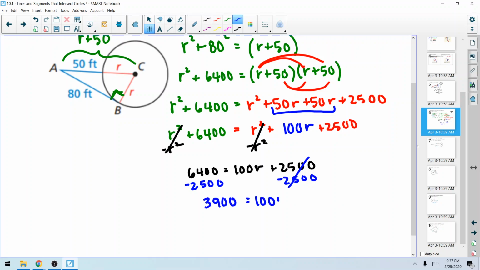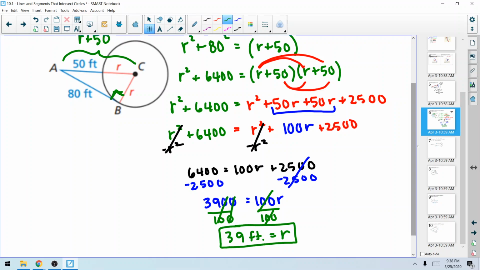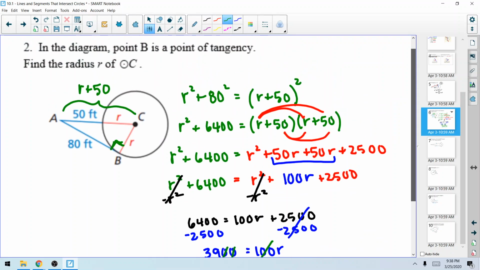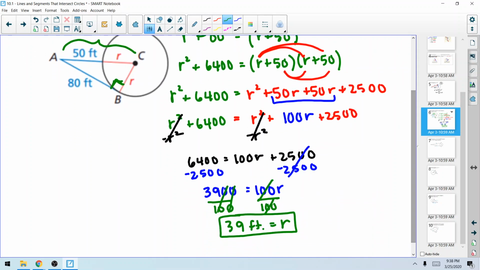3,900 equals 100r, and then divide by 100, which is going to get rid of those zeros. So it looks to me like the radius equals 39 feet. And it said find the radius of circle C. So there you go. The radius has to be 39 in order for that to be a right angle.